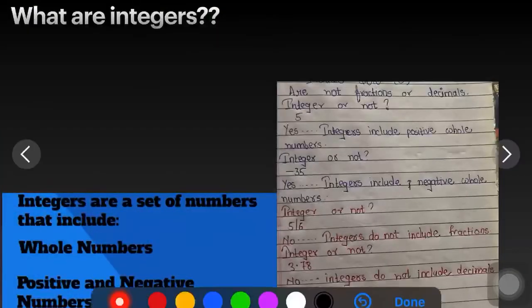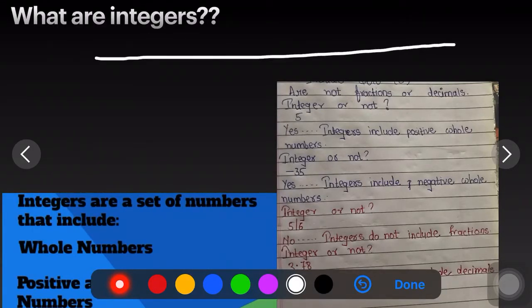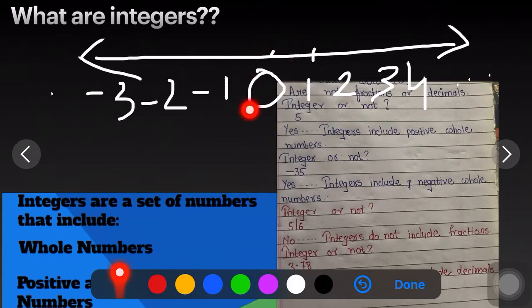Students, first we will see what are integers. Integers are those which are present on a number line. As you can see, 0 is the origin, that is a whole number. Now, on the right hand side, there are all positive numbers till infinity, and on the left hand side, there are all negative numbers till infinity. So children, integers consist of whole numbers, positive numbers and negative numbers.